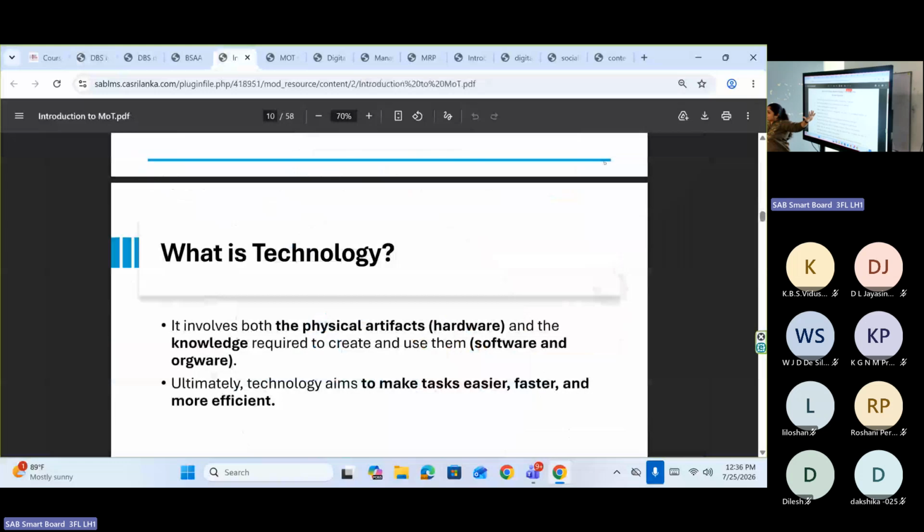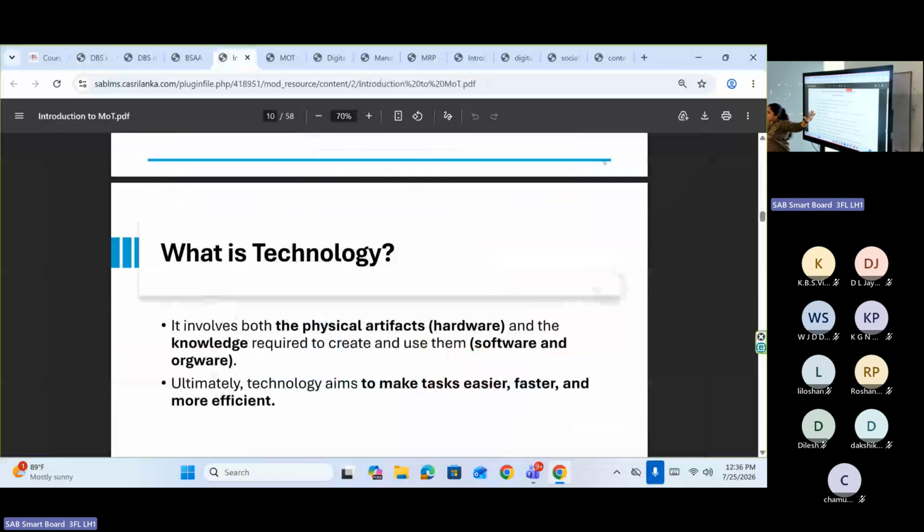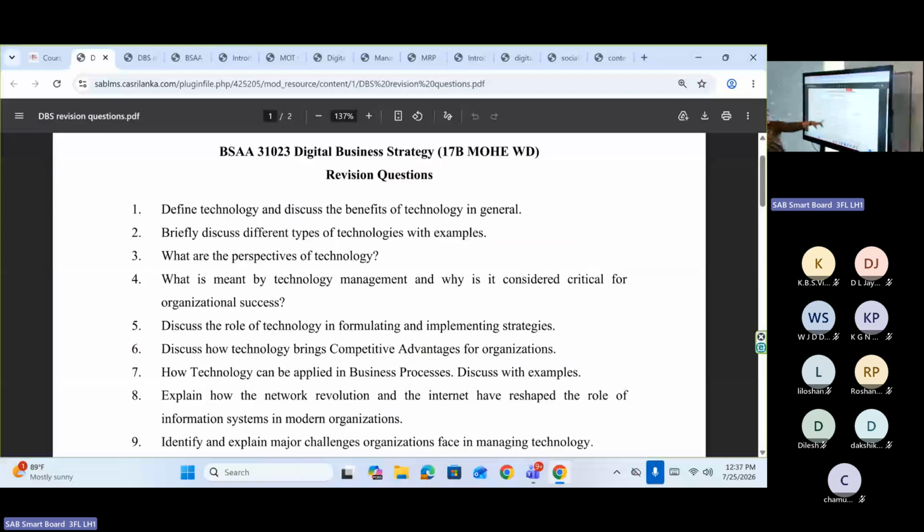So slide number 70. What is meant by technology management and why it is considered critical for organizational success? So you have to really define what is technology management and then provide a few points to discuss its importance. In the slide I have given you the importance of technology management. And discuss the role of technology in formulating and implementing strategies. So in the case of organizational strategy development, how technology supports it, and discuss how technology brings competitive advantages to an organization.